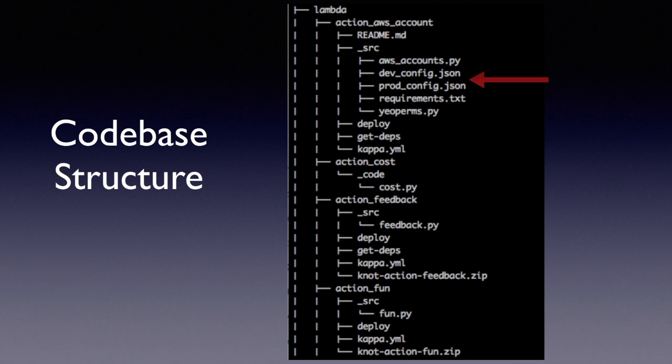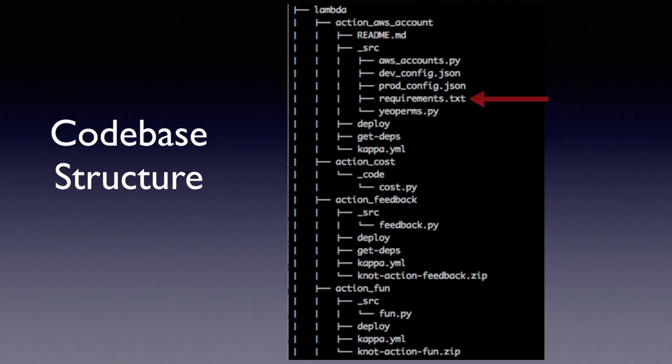There are these JSON files which provide configuration information, which I didn't really get into, but essentially there's a way to grab these configurations during the running of your Python.